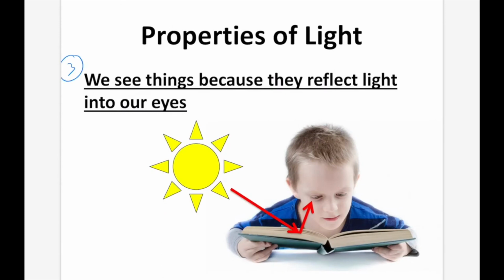Number three, we see things because they reflect light into our eyes. Unless you are a luminous object like the sun, you're not going to be seen if there's no light to be reflected off of you. So for instance, a book can't be seen in the pitch black. You need some kind of light source like the sun or a lamp to shine on the book, and then that book reflects the light into your eyes so that you can actually see it.